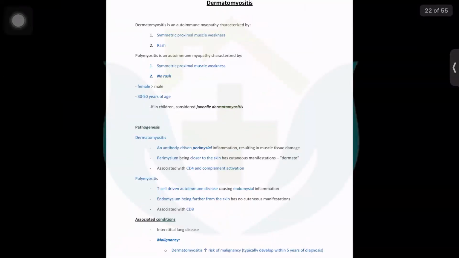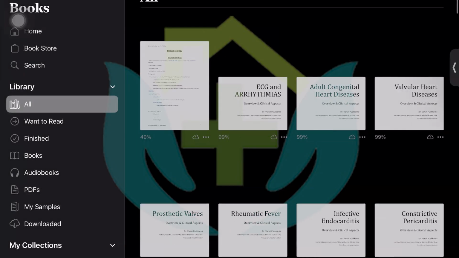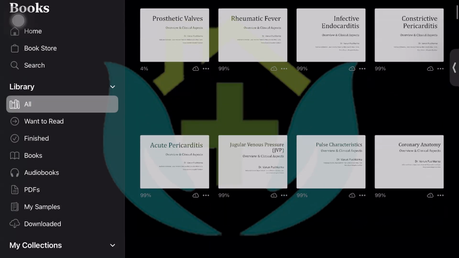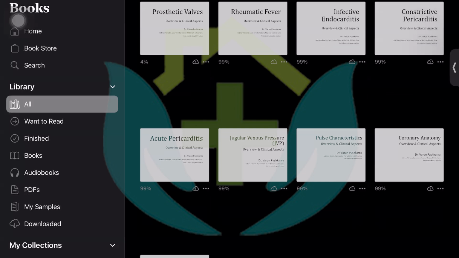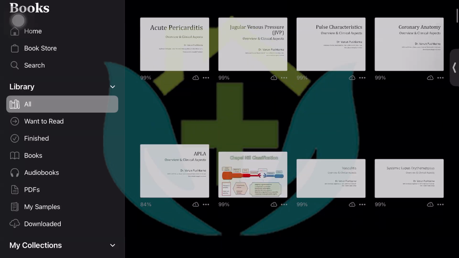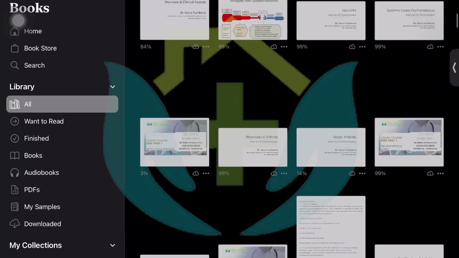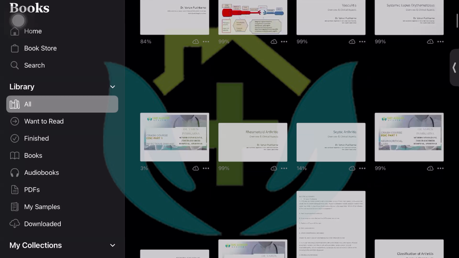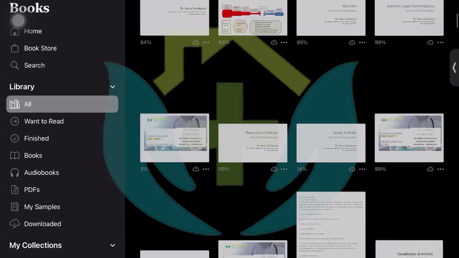All right. We will not go into dermatomyositis right away. We will go into monoarthritis. That is my library that I have made. Where is monoarthritis? Yeah, classification of arthritis.